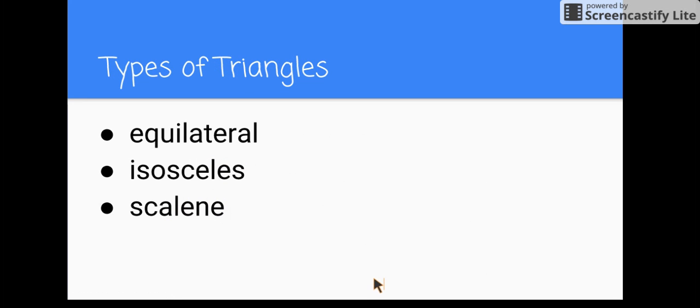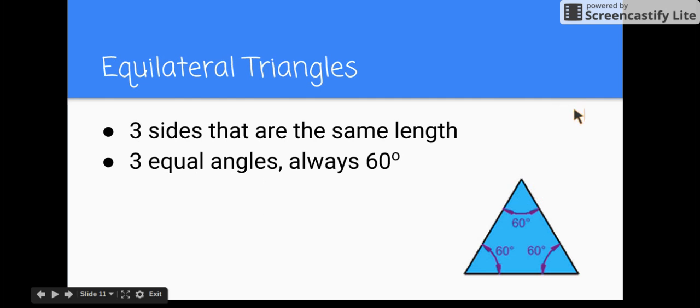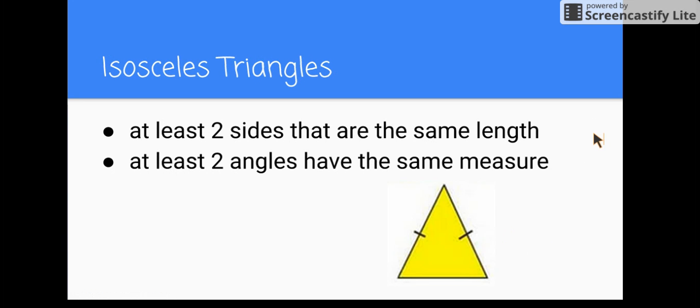Now, types of triangles. The three types of triangles are equilateral, isosceles, and scalene. Equilateral triangles have three sides that are the same length and three equal angles. In an equilateral triangle, the angle measure is always 60 degrees. Isosceles triangle. An isosceles triangle has at least two sides that are the same length and at least two angles that have the same measure.